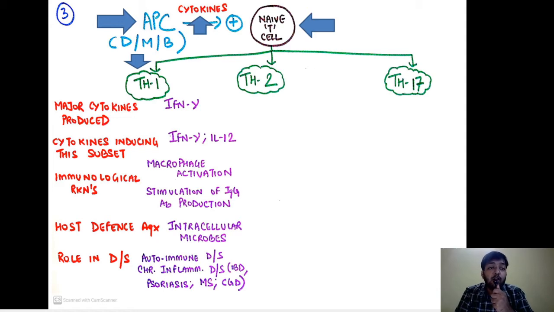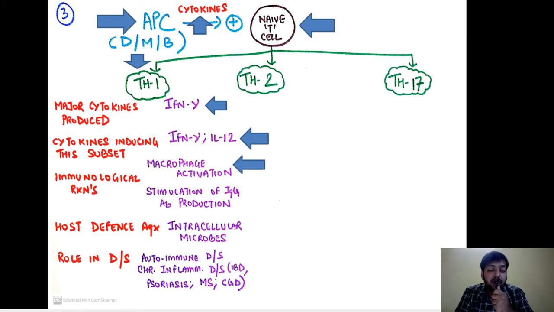The major cytokine which is produced by T helper 1 is interferon gamma. Now, what are the cytokines which induce the differentiation of the naive T cell into T helper 1? They are interferon gamma and interleukin 12. That means the antigen presenting cell is releasing certain cytokines, that is interferon gamma and interleukin 12, which stimulate the conversion of the naive T cell into a T helper 1 cell.